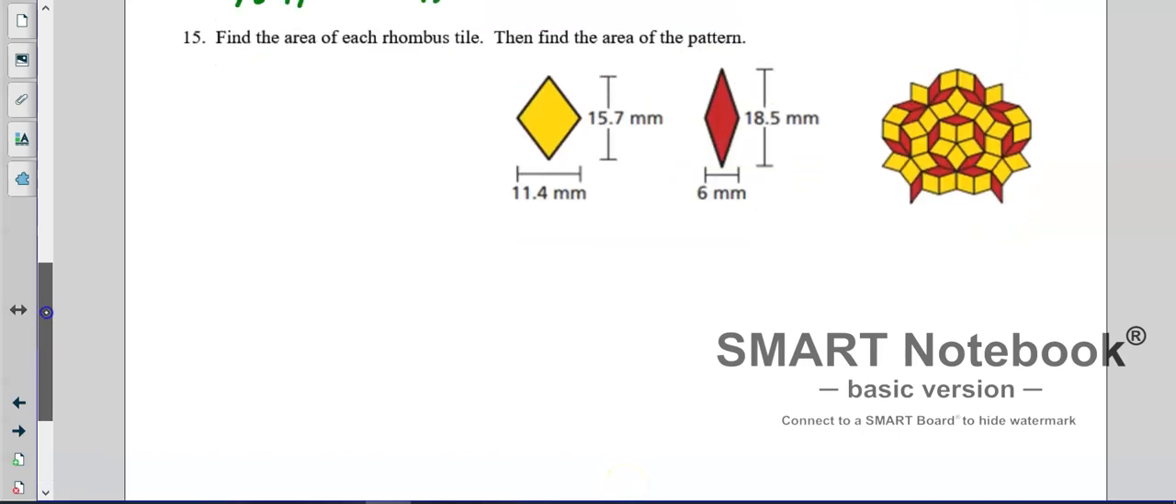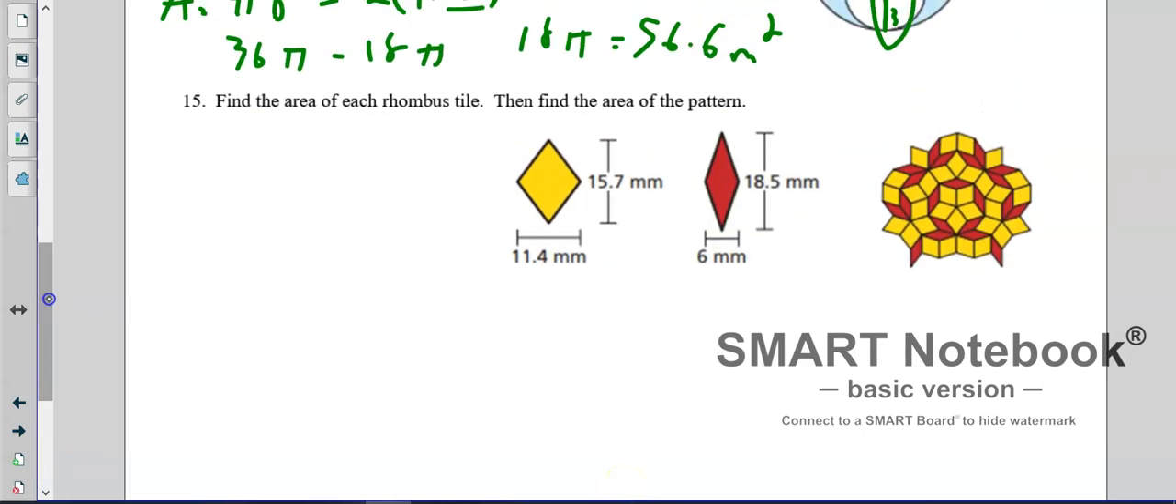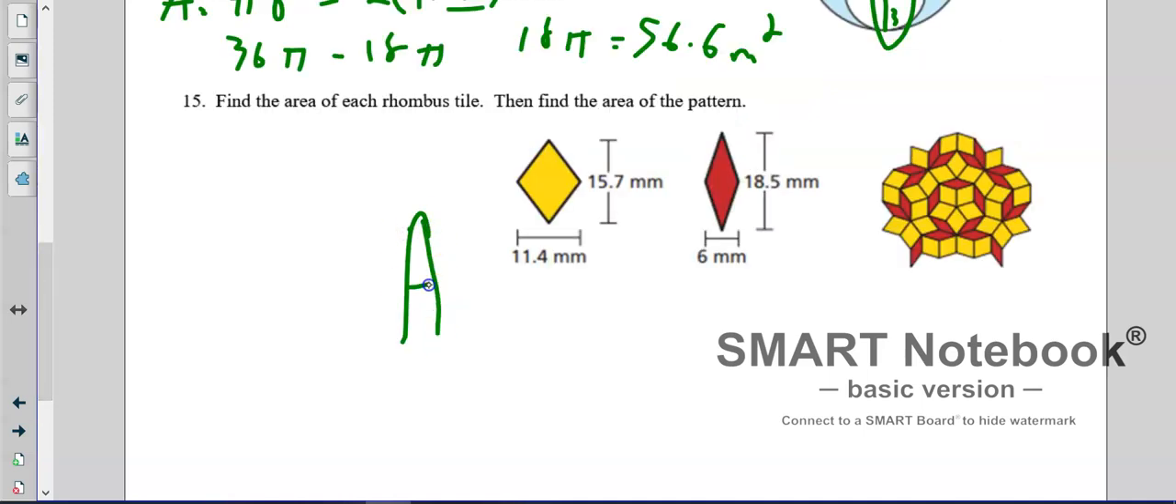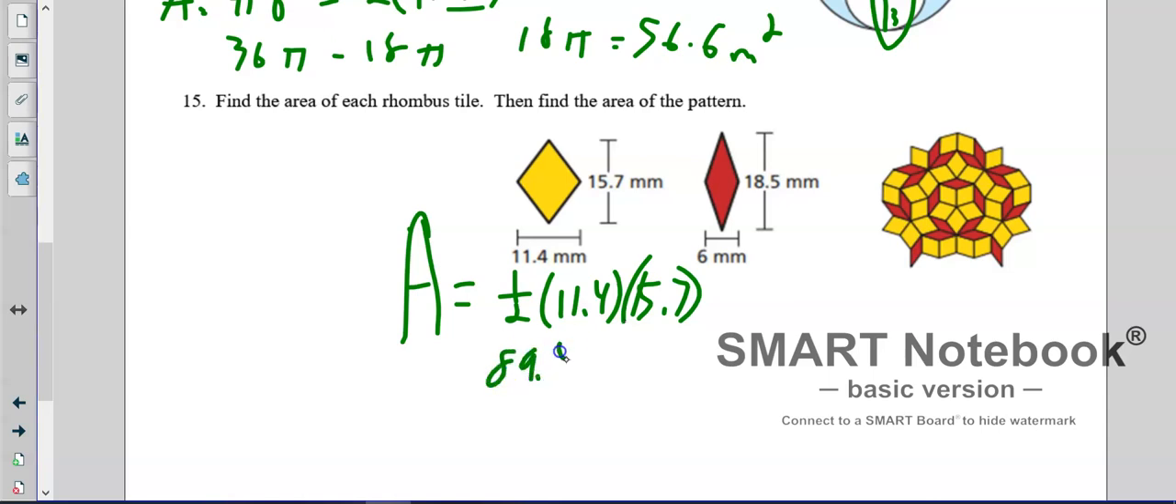Let's do this a little bit, give us some room. All right, find the area of each rhombus tile. Well, very simple formula here. The area of a rhombus is 1/2 the 2 diagonals. So let's just make that a big A. Board tries to screw up on me, I just adjust. All right, it's 1/2, 11.4 times 15.7. Okay. So that is 89.49 millimeters squared.